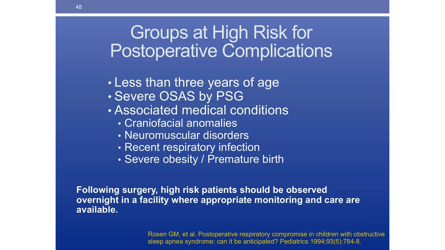If we decide to proceed with the surgery, we need to know that there is a group of children that are high risk for post-operative complications, and you need to suggest to the families that they should be done in a center with availability for overnight stay for observation. Those children include young children, severe obstructive sleep apnea found by PSG, or some associated medical condition, including neuromuscular disorders, respiratory infection, severe obesity, or prematurity.